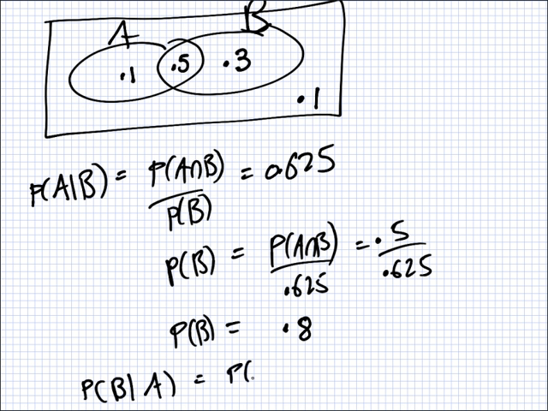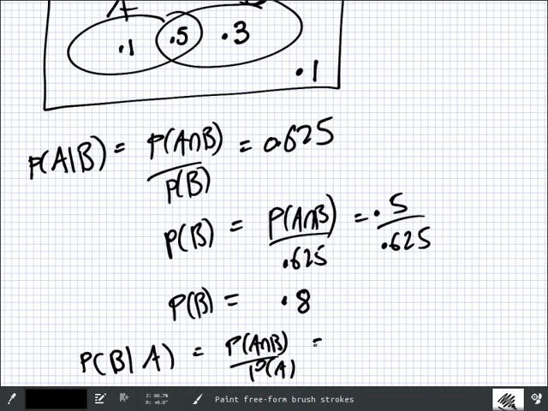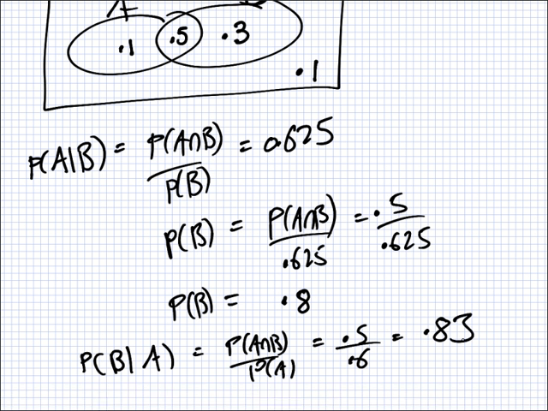And my question is, what is the probability of B given A? That is the probability of A and B over A, which is 0.5 over 0.6. What's that? 0.84? 0.83 recurring. Yeah. Is that not right? 5 over 6, yeah?